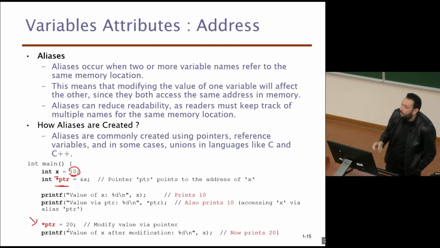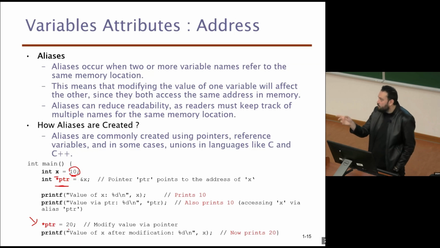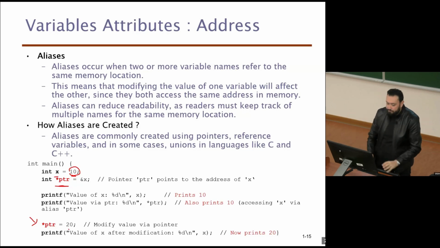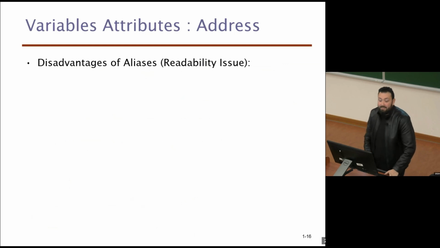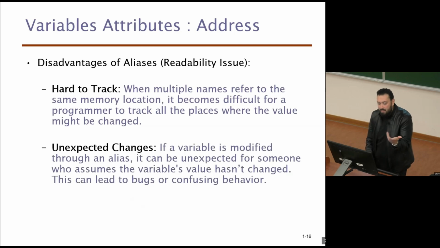Okay, guys. Now in C, why do we use this? Because usually in Java, we have immutability, as we've covered. And in C, usually you have to change it through a pointer. That's why C is considered more difficult to manage than, for example, Java. Now, what is the disadvantage of aliases? Again, a readability issue. It's hard to track, and then also unexpected changes. Let's say you changed something through the pointer or whatever.